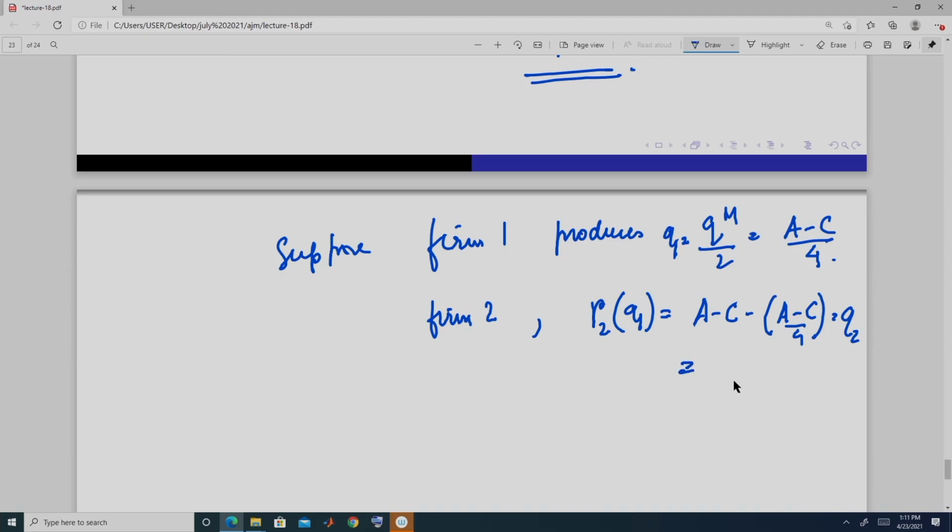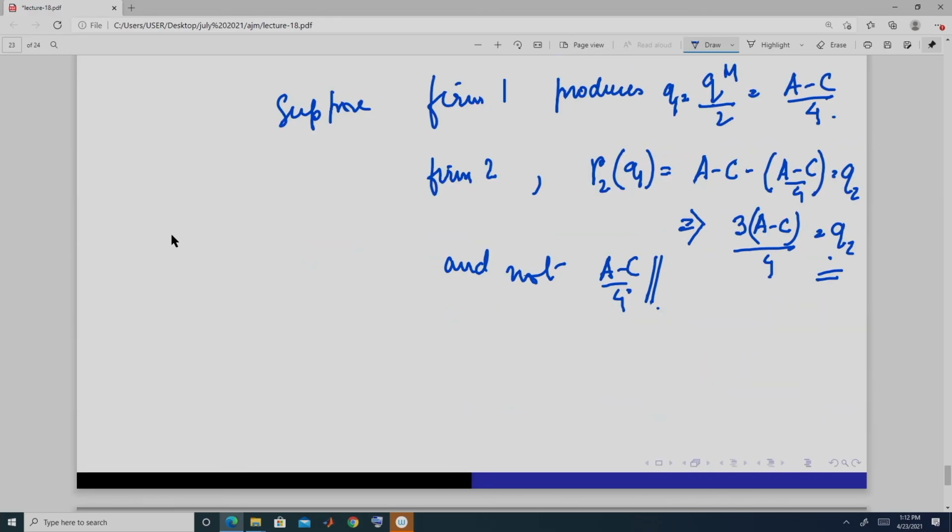So, the output of firm 2 is this, and not this, right, because this is half of the monopoly output. Suppose firm 1 produces this, then from the reaction function of firm 2 we get firm 2's best response is this. It is optimal, and we have got this from optimizing the output of firm 2 given an output of firm 1. Okay.